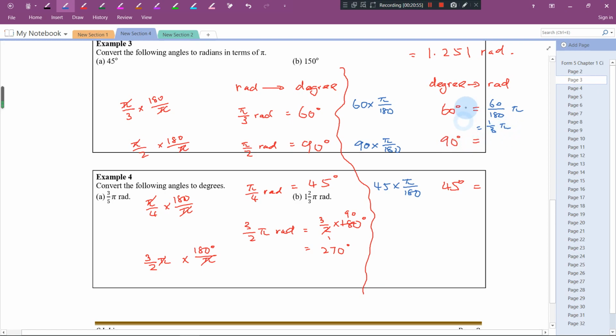So 90 degree, I want you to convert to radian. Okay, divided by 180, add a pi beside it. Okay, so you will get pi over 2. So this is 1 over 2 times pi, which is equal to pi over 2. Sorry, my writing is not really clear. Let me write again. This is pi over 2 radian. Okay, pi over 2 radian. Okay, let me write this one.